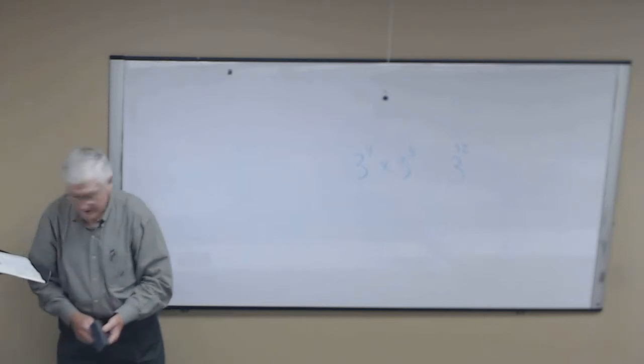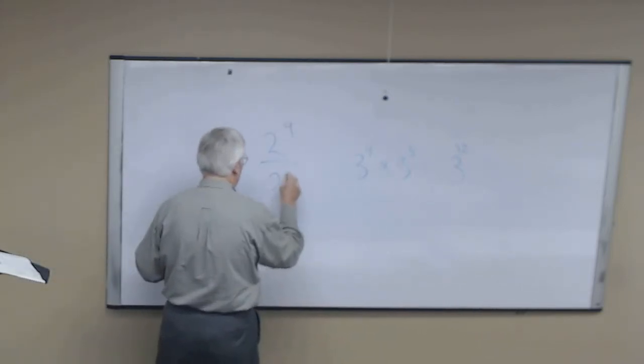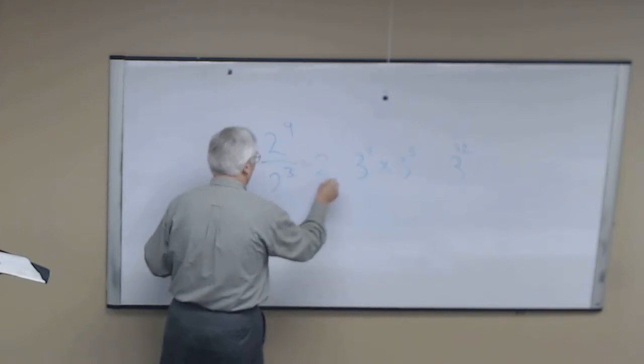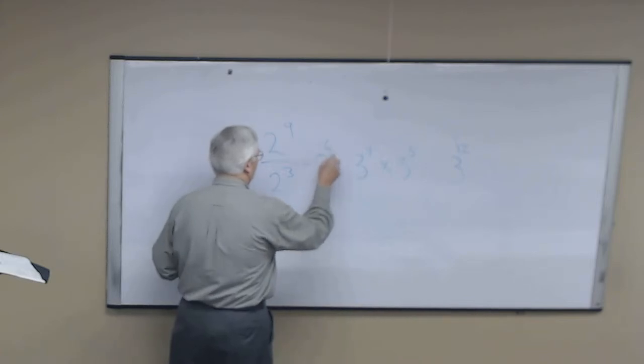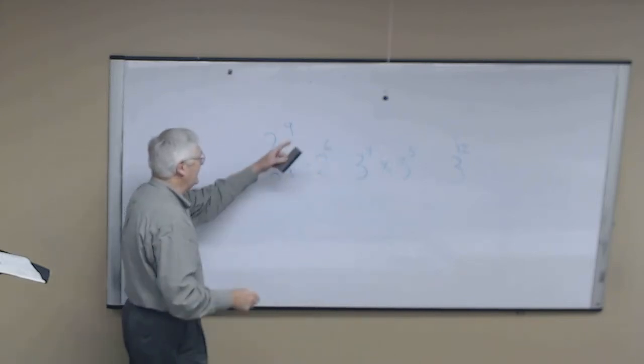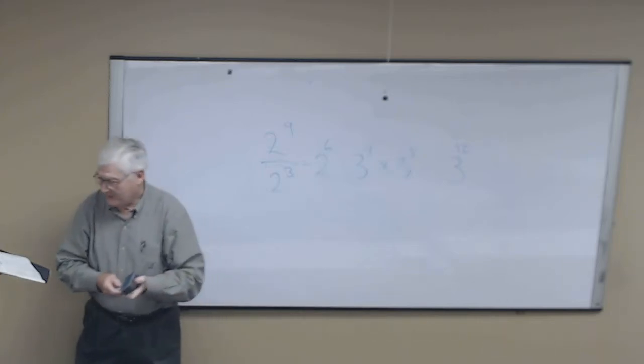And then 11b, 2 to the 9th, divided by 2 to the 3rd, equals 2 to the what? 6. Because when you're dividing, you subtract the exponents. This one from that one. The bottom one from the top one.